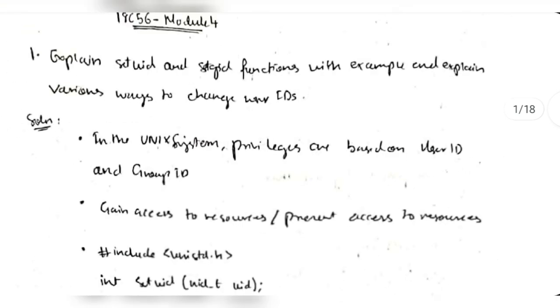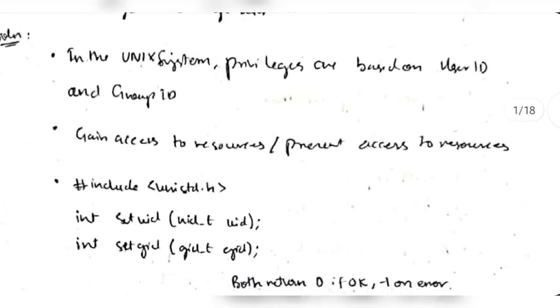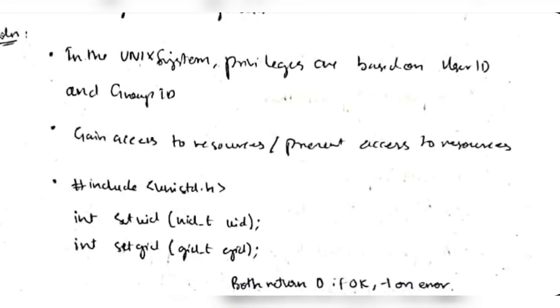The same thing goes for setting the group ID also. Whatever is applicable for user ID will be applicable for group ID as well. The first thing you have to mention is that in a Unix system, privileges are based on user ID and group ID. So if you want to access something, it is totally dependent upon your user ID and your group ID. That's why we have a need to change it.